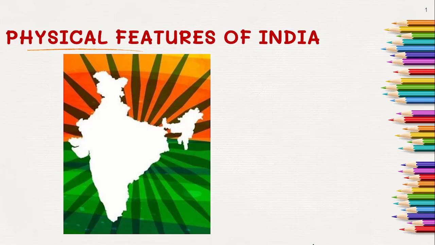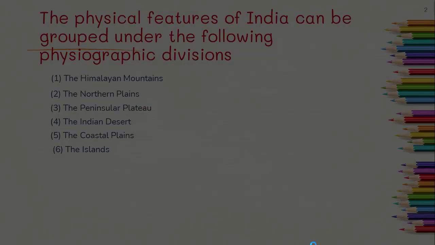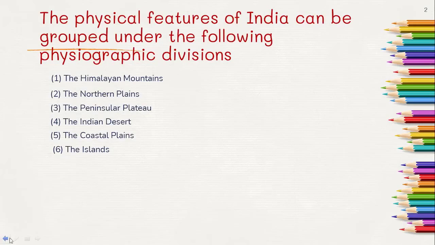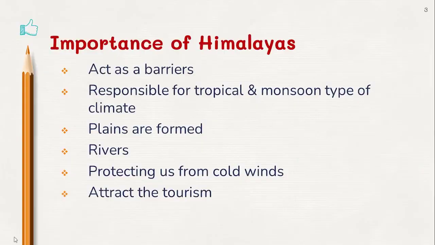So we are going to start physical features of India. The physical features are divided into 6 parts. They are Himalayan mountains, the northern plains, the peninsular plateau, the Indian desert, the coastal plains, and the islands. So first we will see the importance of Himalayas. Why are these Himalayas important for us?